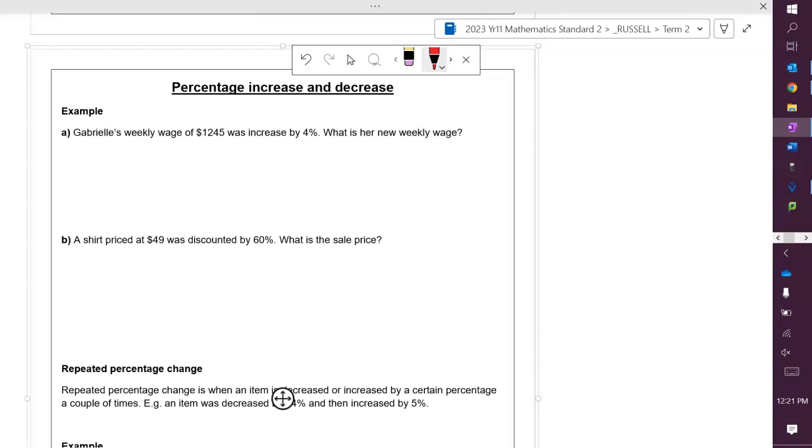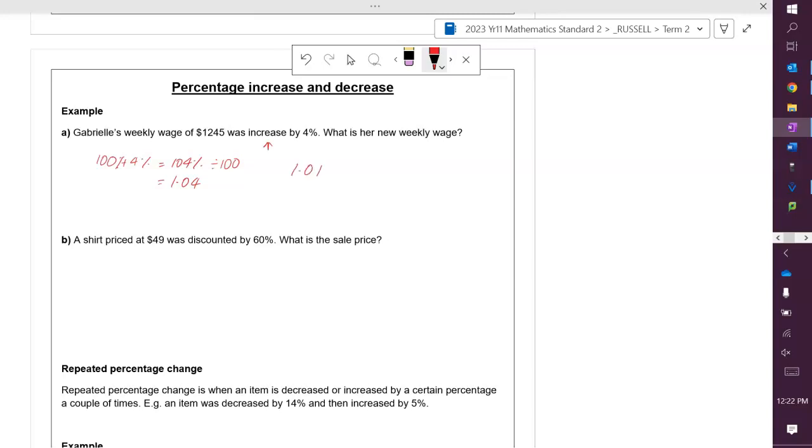So if we think of an increase, that means we're going up. And our normal amount is 100. So if we add our 4%, that is going to give us 104%. And that's what we need to work out. We then need to find this as our decimal multiplier. So in order to do that, we're going to divide by 100, and that will tell us that 1.04 is our decimal multiplier, and that's what we multiply this amount by.